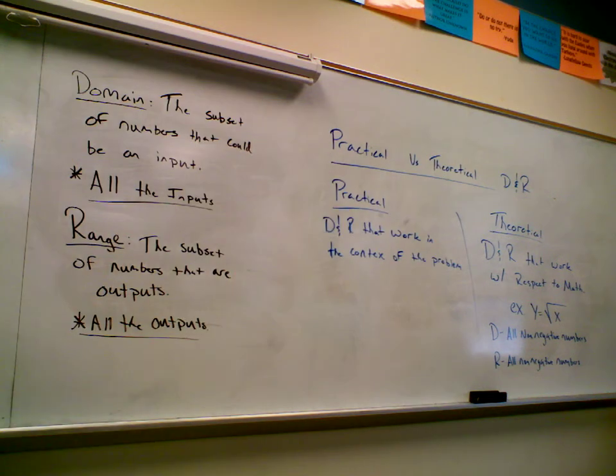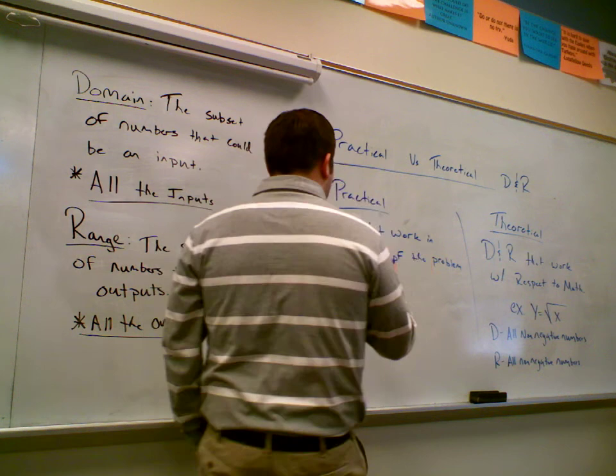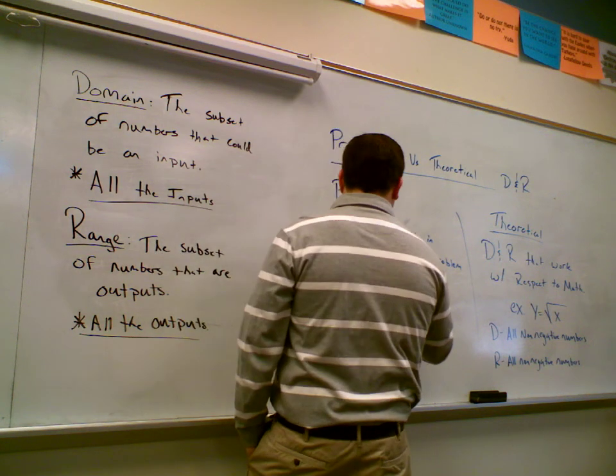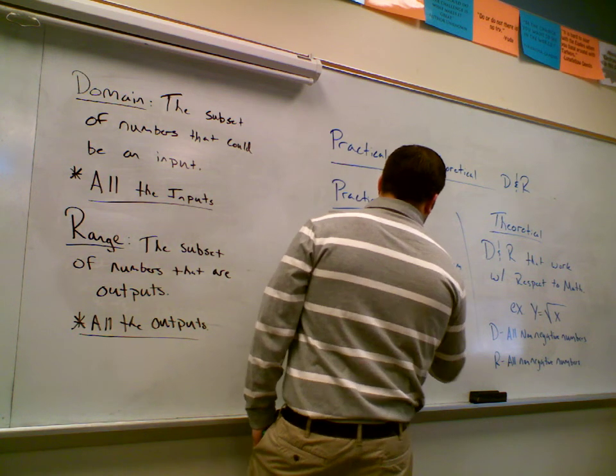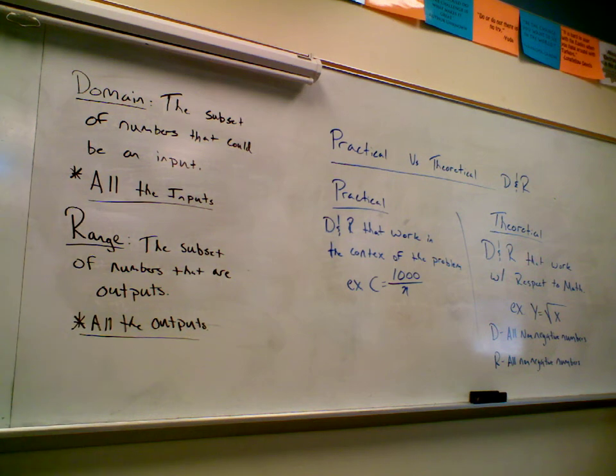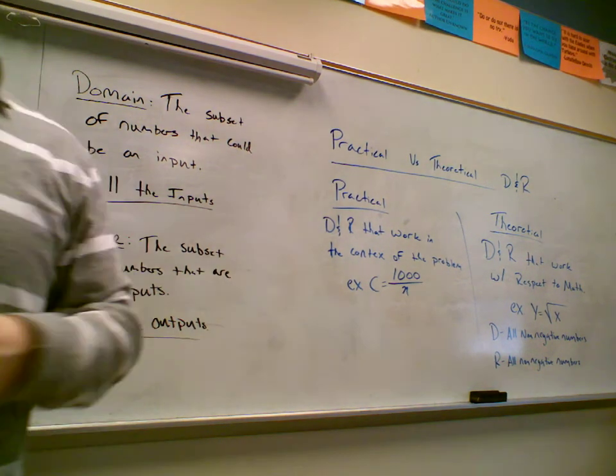Okay. So practical is the domain and range that work in the context of the problem. So let's talk about that homecoming example, Snow Coming. Cost equals 1,000 divided by n. C stands for cost, right? N stands for what? Number of students, perfect. 1,000 was the total money we had to put up to have Snow Coming. The cost isn't the cost of the event, but the cost of the Snow Coming tickets.